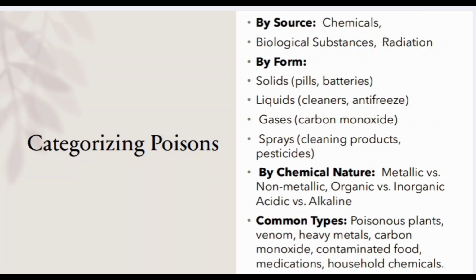Then there are also certain common types of poisons, which include poisonous plants, venom, heavy metals, carbon monoxide, contaminated food, medications and household chemicals.